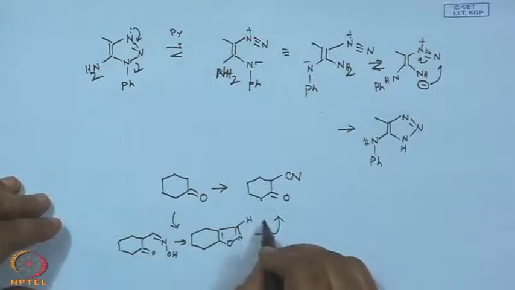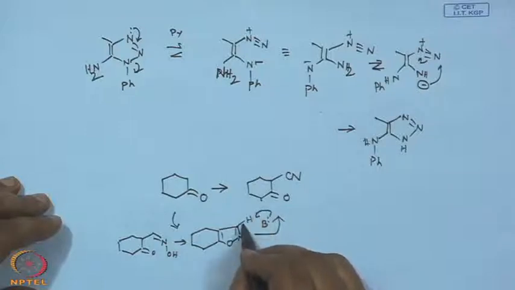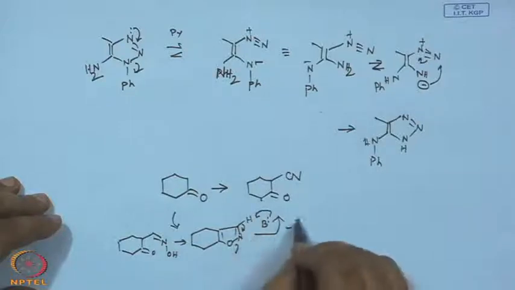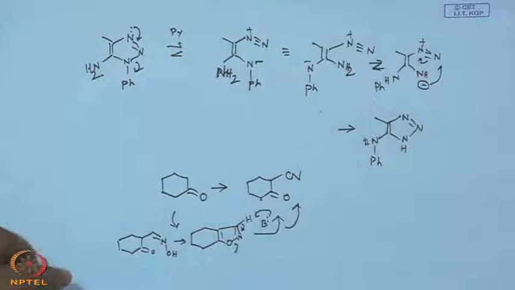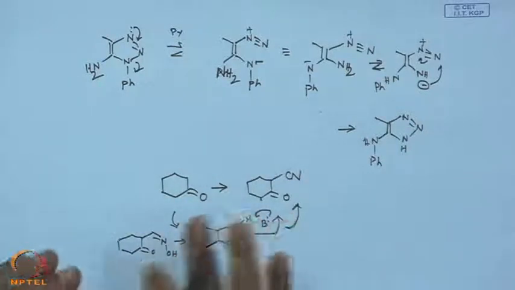That means a base would pick up this proton here and it will clip the isoxazole ring system to the corresponding product. This is just what I am saying, it is not a ring closure, just a ring opening reaction, and this is only specifically meant for the isoxazole cases. Okay. And let us now go to another very interesting rearrangement.